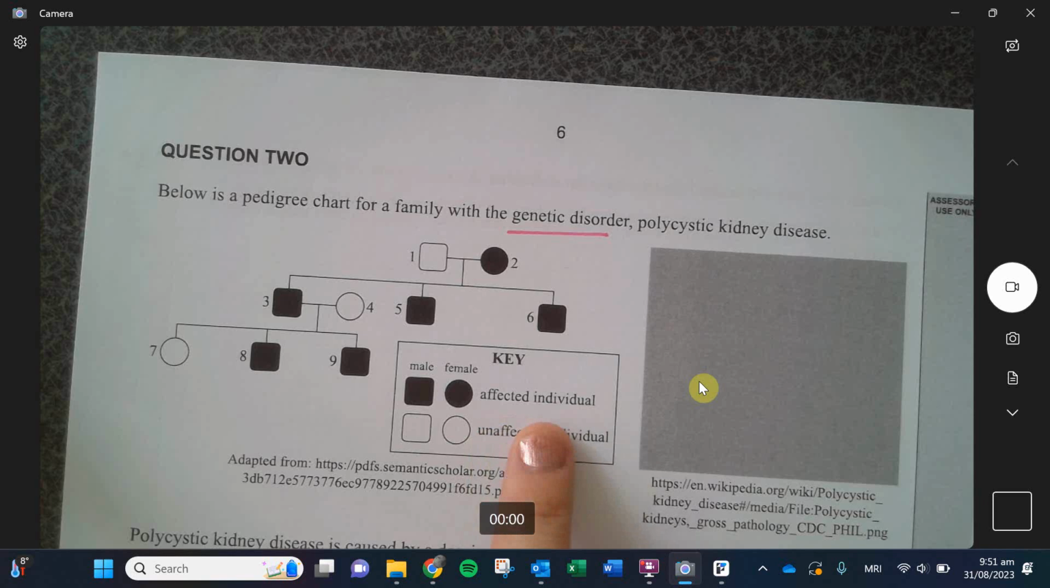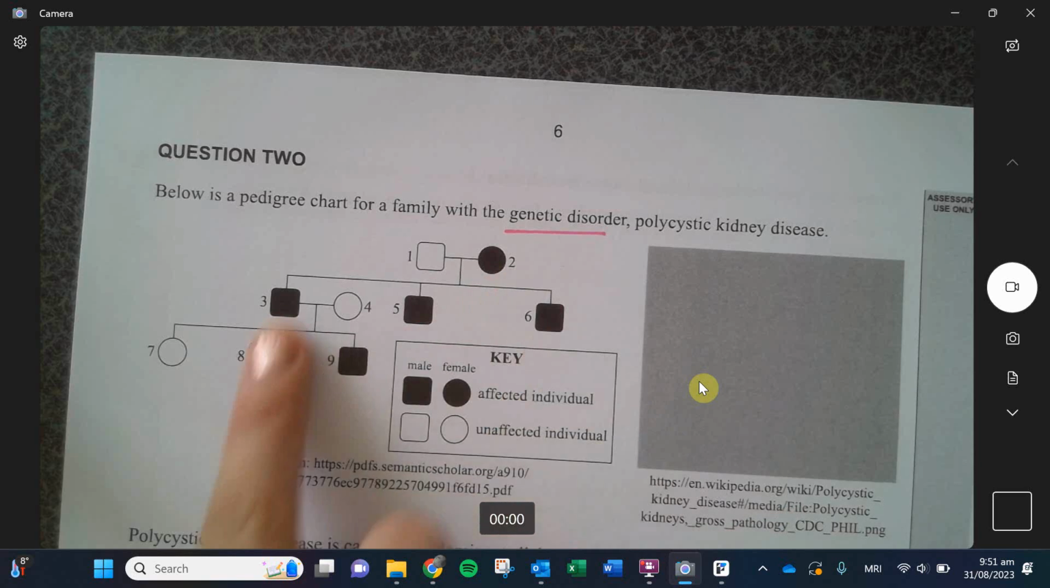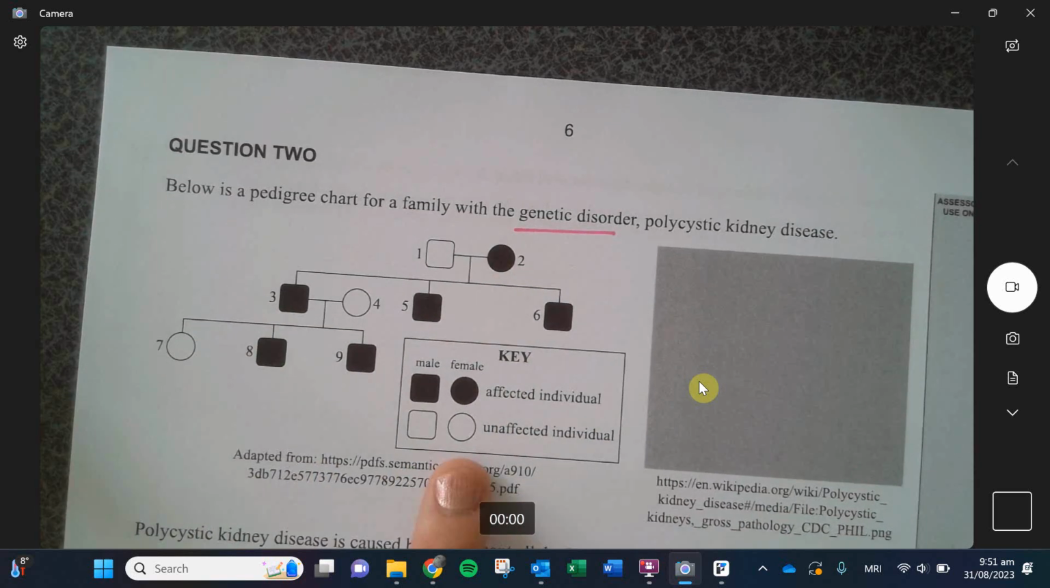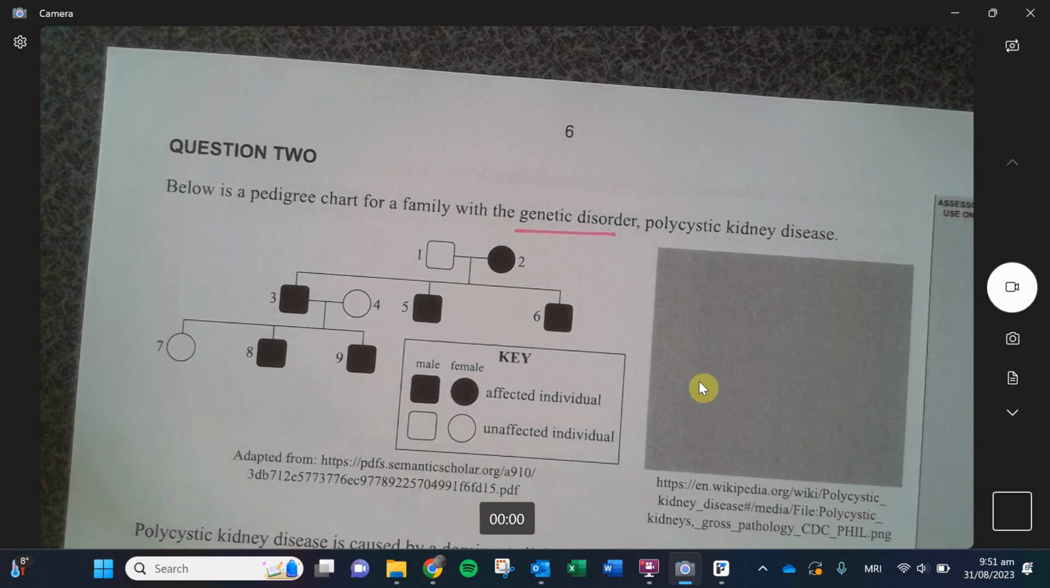And what they have done is label affected and unaffected individuals. If they are affected by this disease, they are shown in the dark color or black. And if they are unaffected, they are shown as no color or in white. So that helps us figure out who is and is not affected in this family tree.